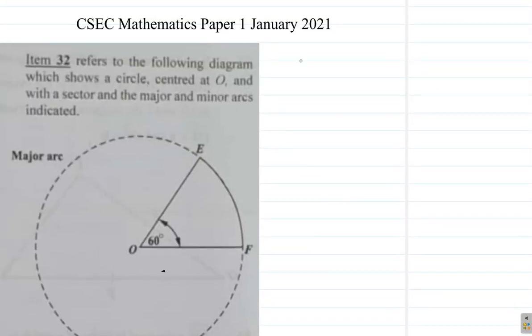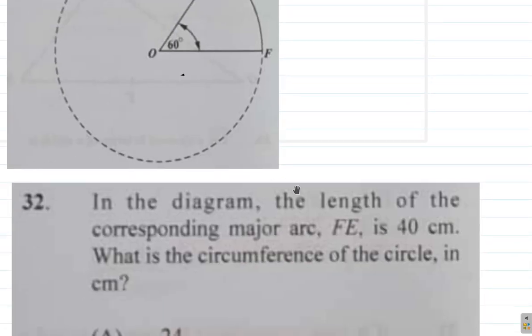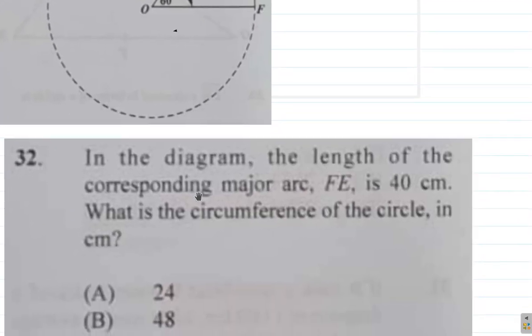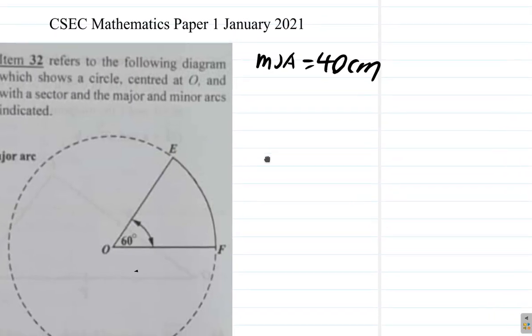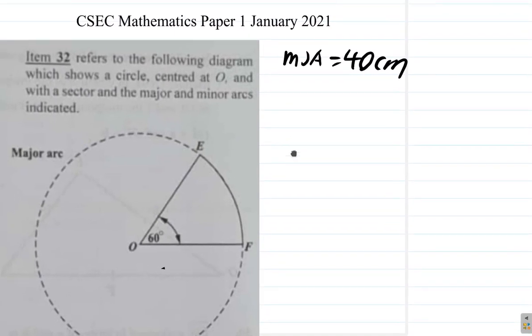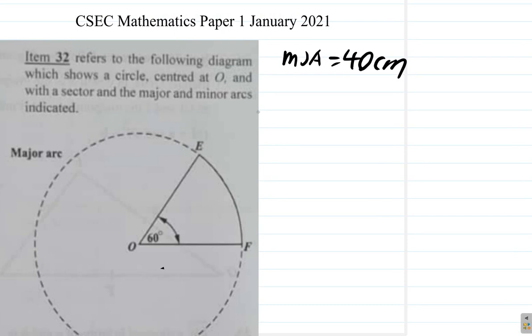So my major arc F, we cannot call it FE because FE can go around this way or this way. So the major arc is 40 centimeters. All right. What is the circumference of the circle in centimeters? All right, you want the circumference of the circle.